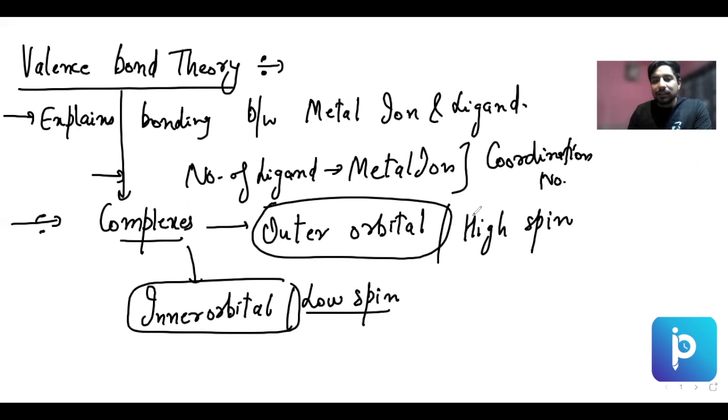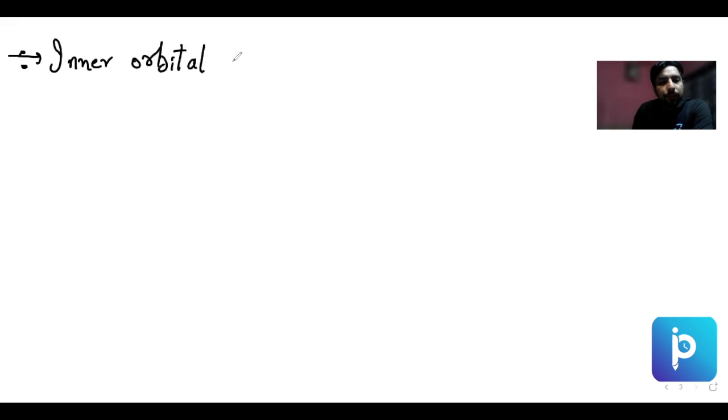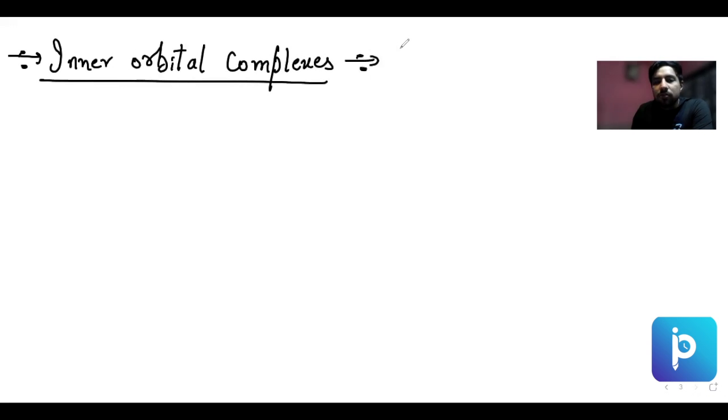Now we will discuss these two types of orbitals in detail differently. Okay, firstly we will discuss inner orbital complexes. These inner orbital complexes are also called low spin complexes. Okay, low spin complexes.